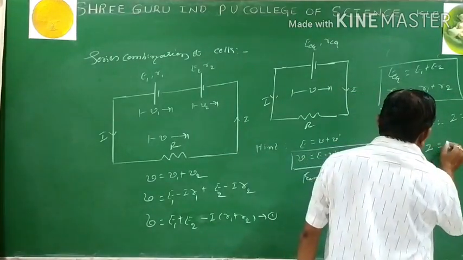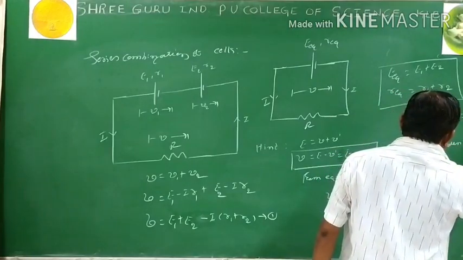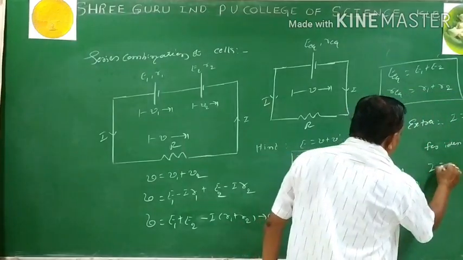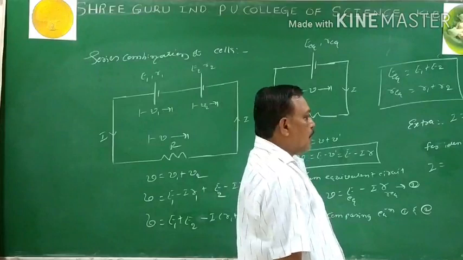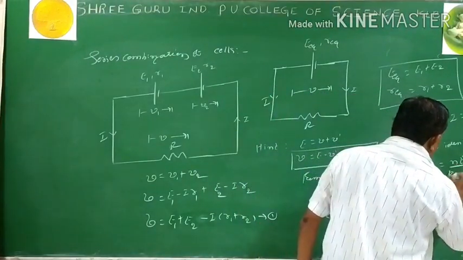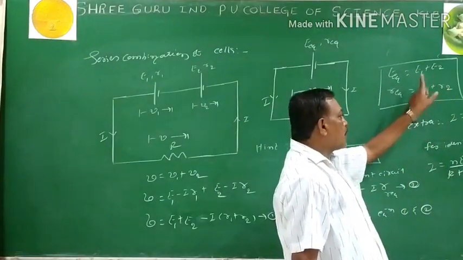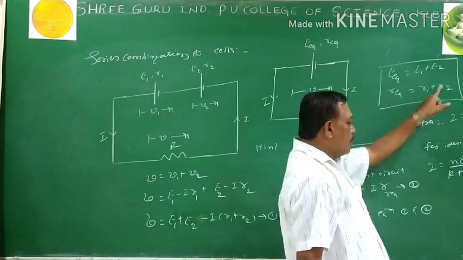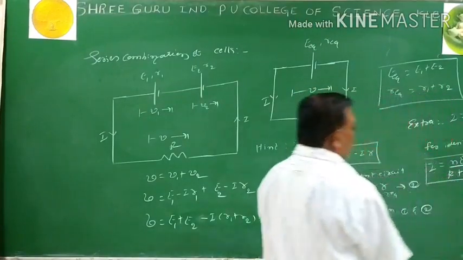Then for identical cells, I equals E plus E. If there are 2 cells, it is 2E; 3 cells, 3E; 4 cells, 4E; N cells, NE. In the denominator, R plus, if the resistance is 2, R plus R, 2R; 3 is 3R; 4 is 4R; and for N cells it is NR. This is your extra information.